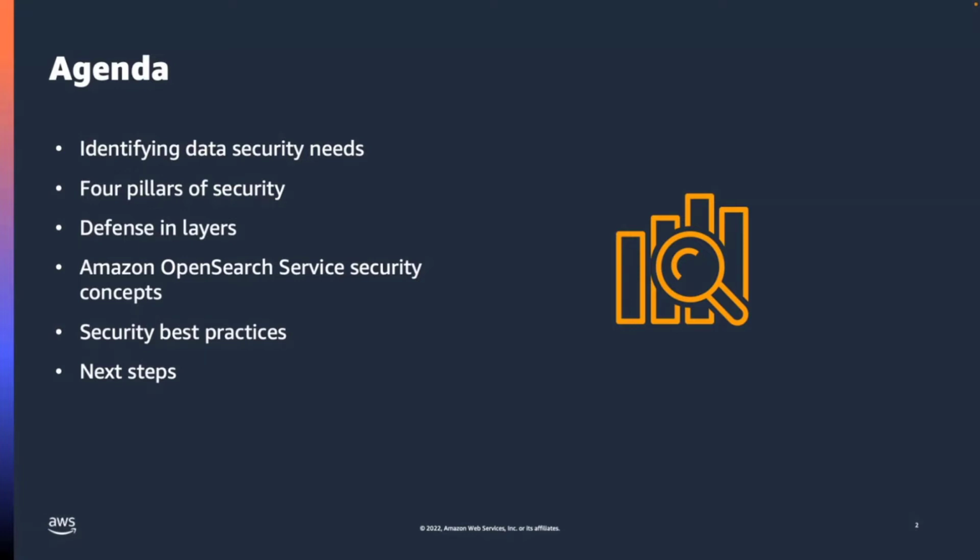Once we are past that, we will then dive deeper into the security core concepts within Amazon OpenSearch Service. Lastly, we will talk about the security best practices and some recommendations that could help you get started and get you into the right security posture. And then we'll give you some next steps there. All right, so let's get started.